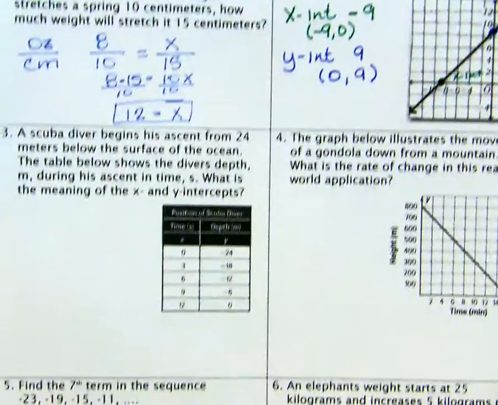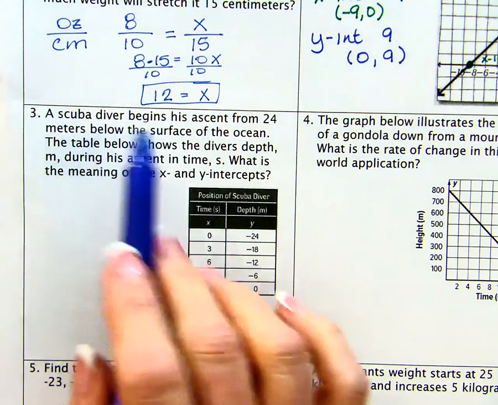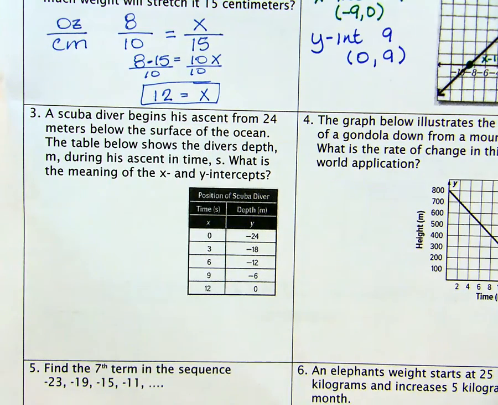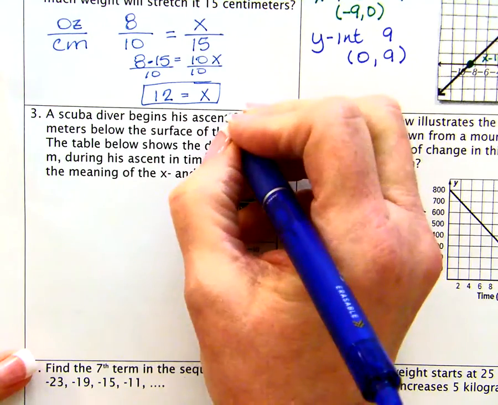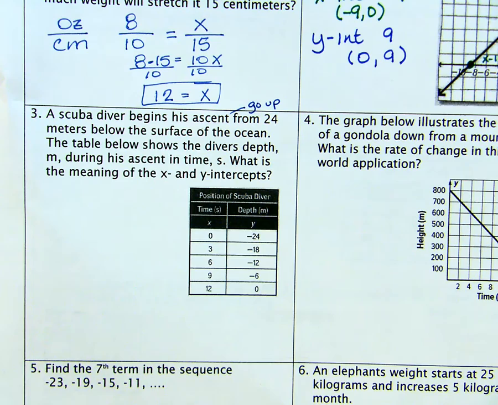For number 3, we have a table showing us the information for a diver. The scuba diver begins his ascent from 24 meters below the surface of the ocean. Ascent basically means to go up. So he's going to rise up from 24 meters below the surface. The table below shows the diver's depth, in meters, during his ascent in time, in seconds. What is the meaning of the x and y intercepts?